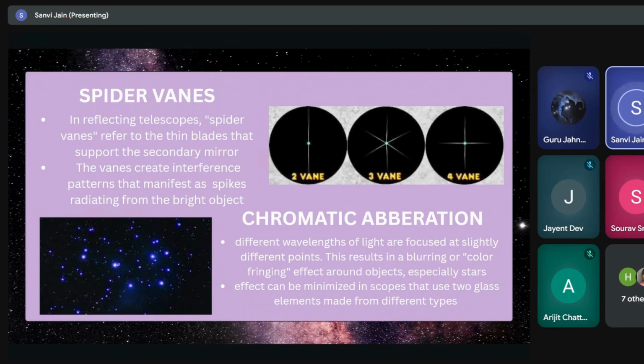After this, we have spider vanes. Spider vanes are the support structures which are used for secondary mirrors that can cause diffraction spikes. These are usually thinner and curved to reduce spikes. However, it gives 2 vanes, 3 vanes, or 4 vanes appearance to stars.